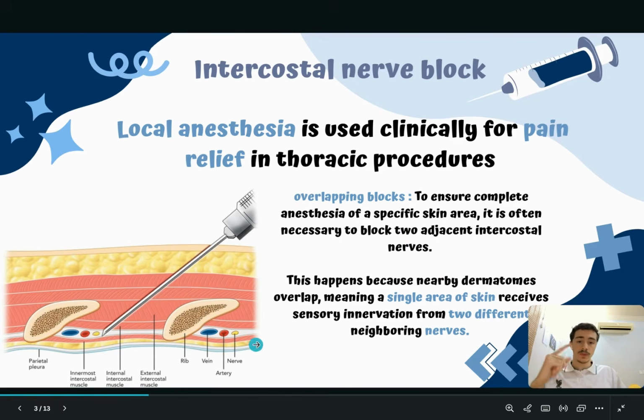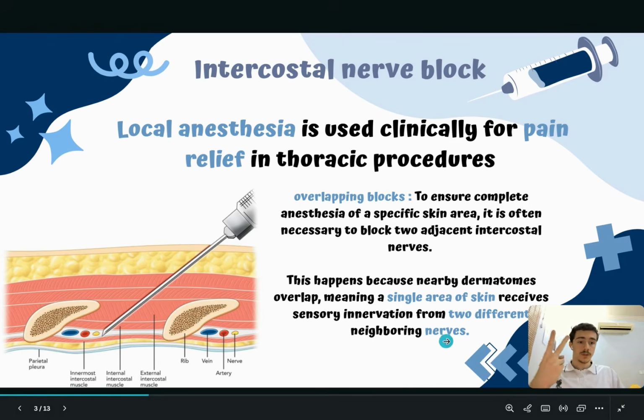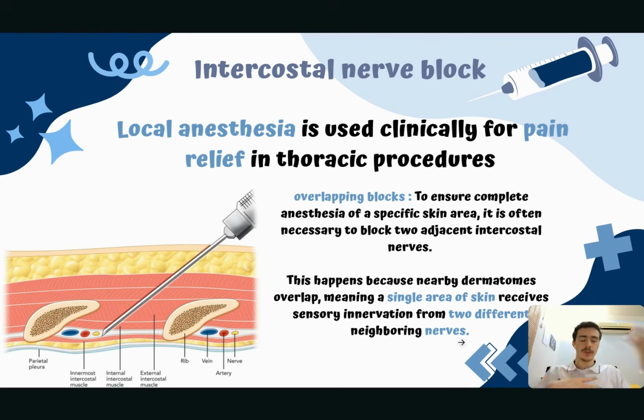Why do we need to block two? Because there are dermatomes, one specific area which is supplied by two different nerves. So if we need to make sure that the patient is numb and not feeling pain, we need to inject the local anesthesia twice for two different nerves.